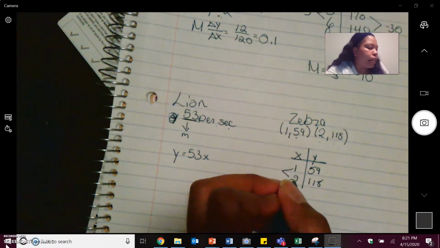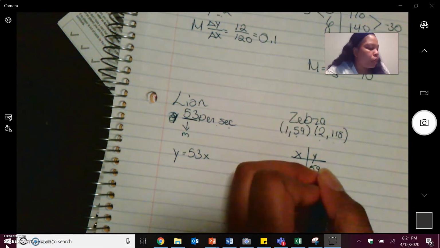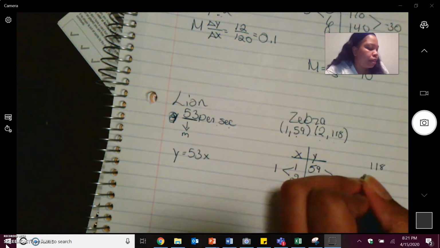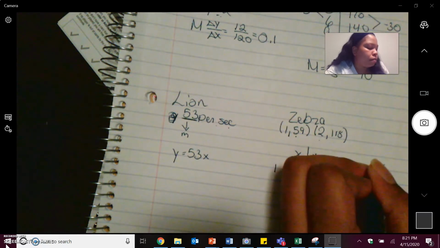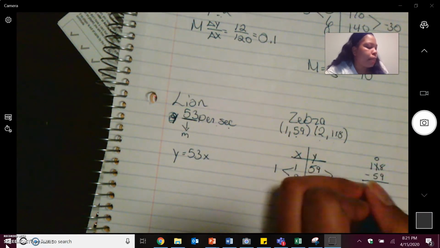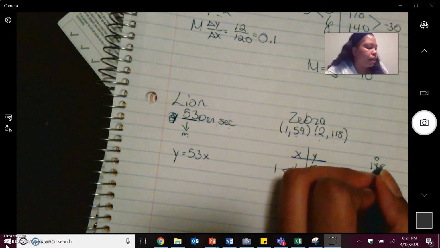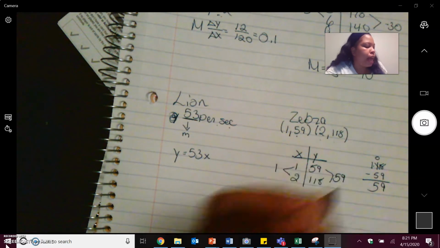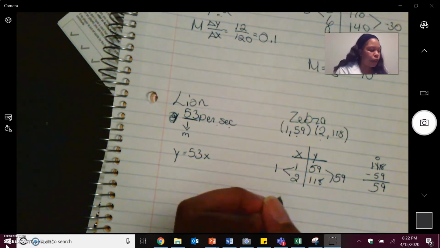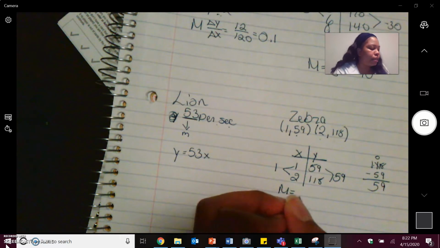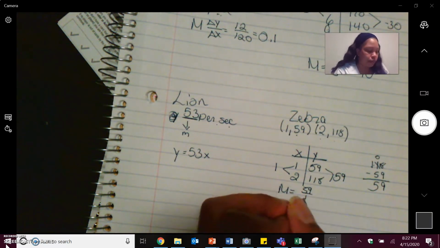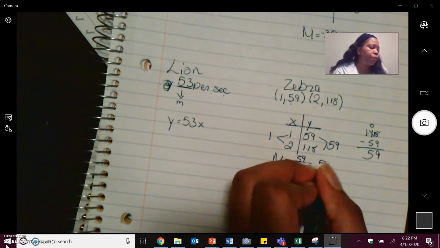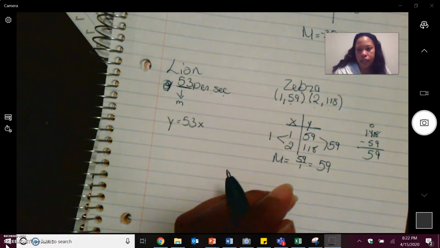What plus 1 gives me 2? 1. What plus 59 gives me 118? So again, not a mental math thing. Ms. North is going to put it in and subtract. 118 minus 59. Take away my 1. That's 9. 10 minus 5 is 5, so 59. So 59 plus 59 gives me 118. So remember, my m is 59 over 1. Can you see that? Which I can simplify to just 59, because anything over 1 is that number.